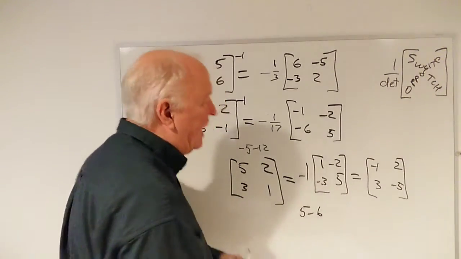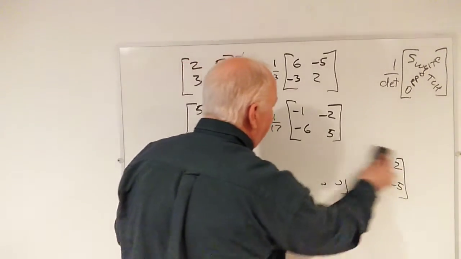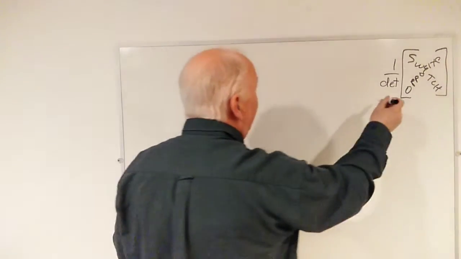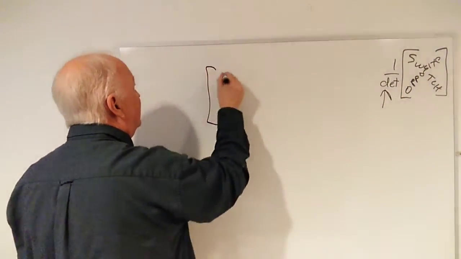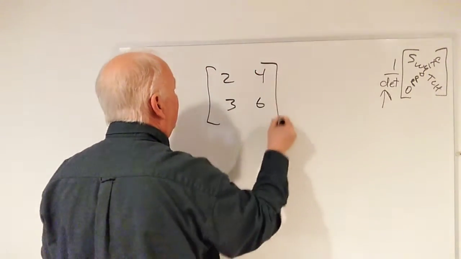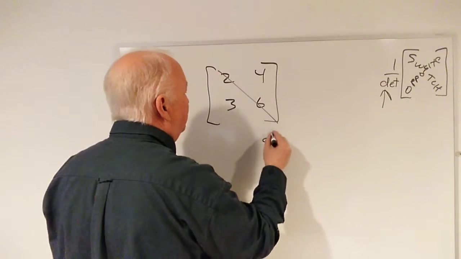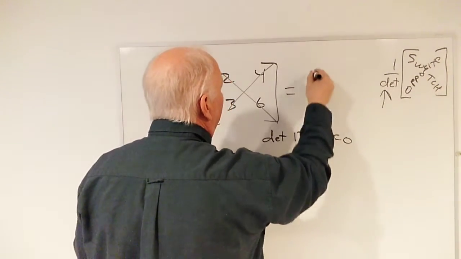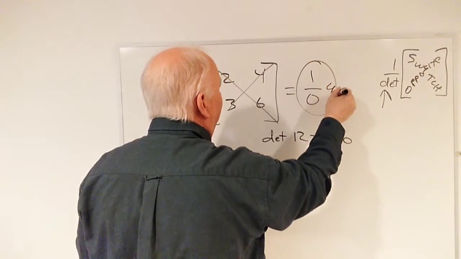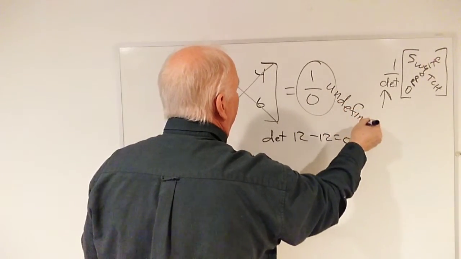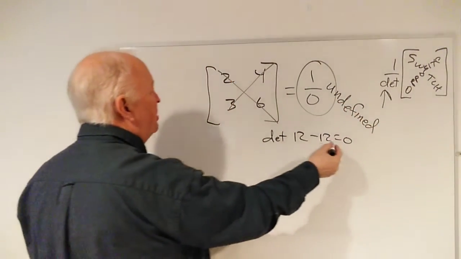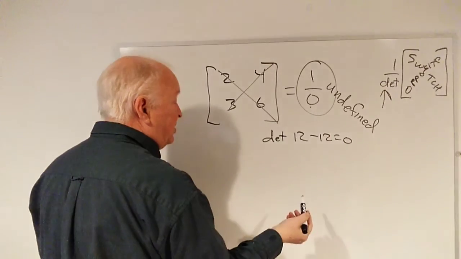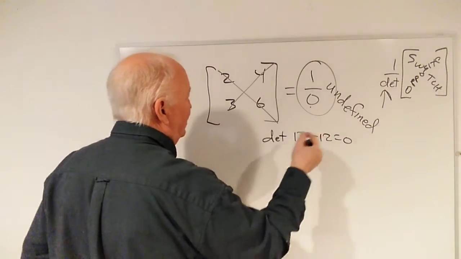Now, how can you know that an inverse does not exist? The key is in this right here, 1 over the determinant. If I take this matrix, the determinant is 12 minus 12, which is 0. 1 over 0 is undefined. And therefore, if I have a matrix where the determinant is 0, this part of the inverse would be undefined. Therefore, the inverse does not exist. And we say that this is a singularity.